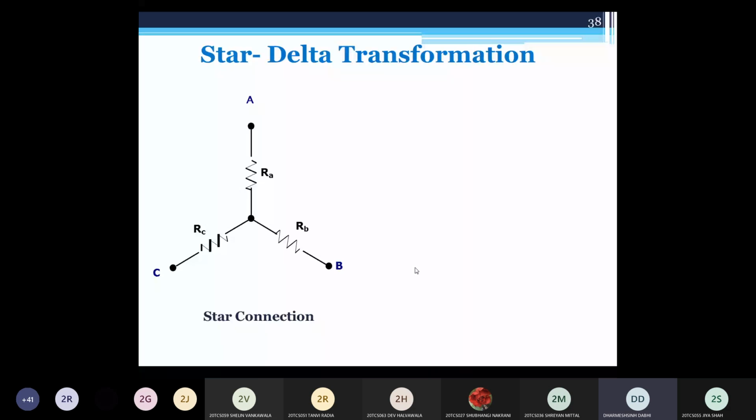So first of all, give me the answer: what is the meaning of this star and delta, and where do we use this star connection and delta connection in electrical circuits? Can anyone give me the answer?